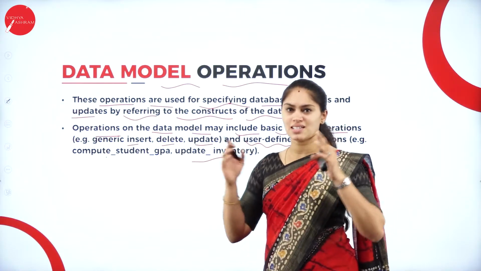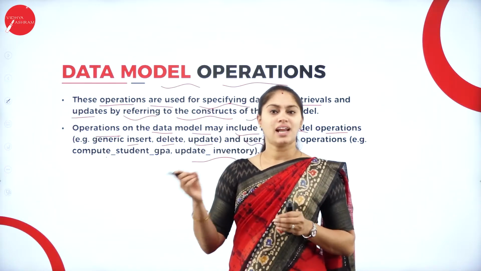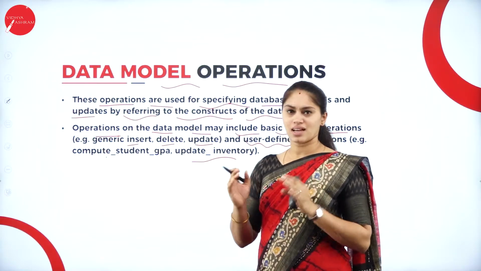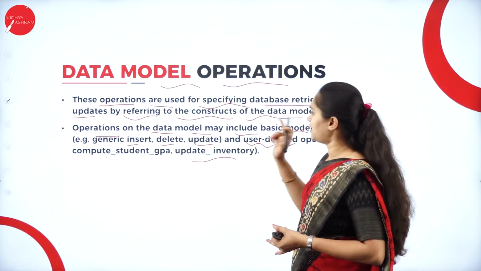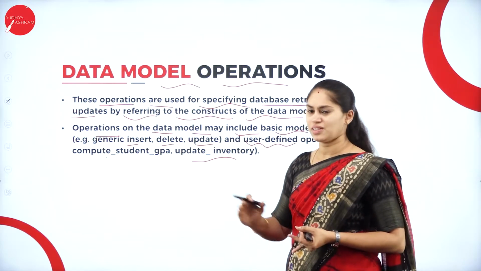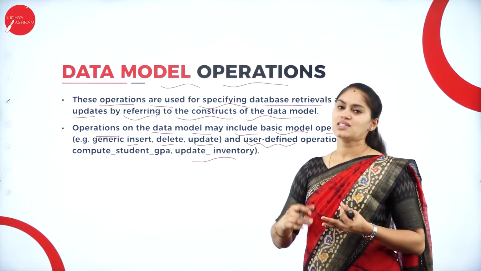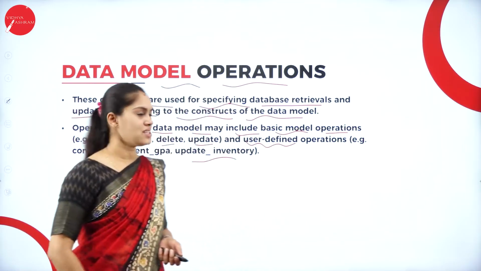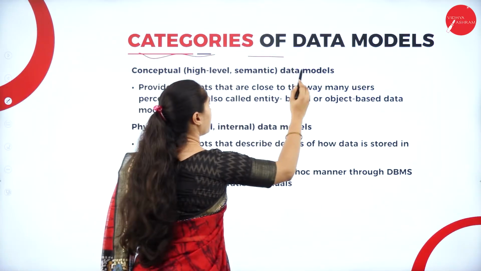Mainly, if you consider structure, it defines how the table must look, what data I can include, and what the data type of a particular column is. When it comes to operations, we can perform retrieval or updating with respect to the data model. And we also have constraints, which are a set of rules and regulations that need to be obeyed by the database structure. Next we'll see the categories of data models.